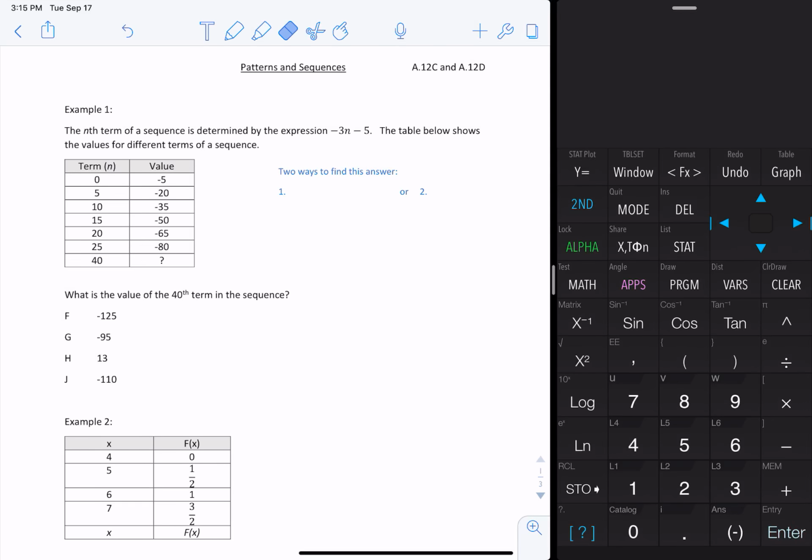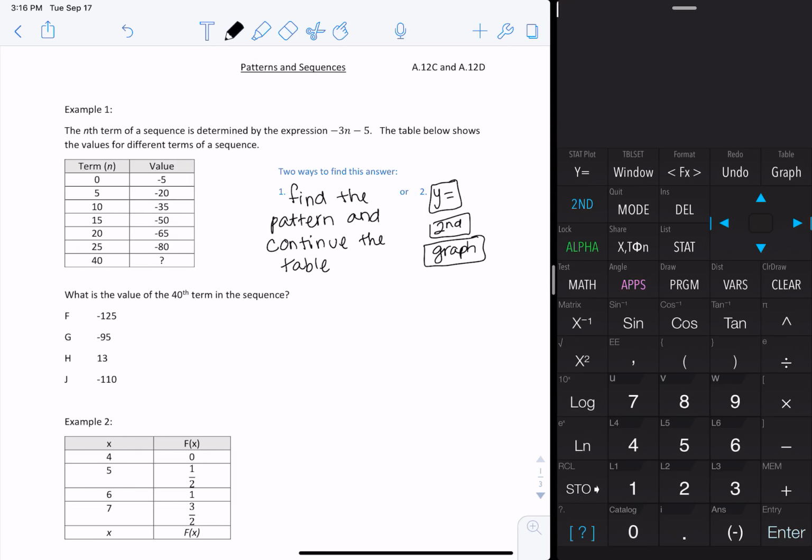So there's two things you could do to find this answer. The first thing you could do is you could find the pattern and continue the table. Or you could use your calculator. With your calculator, you can put the expression into y equals. And then after that, you can push second and graph to see the table so you can find the answer from there. I'm going to use that way because I think it's a little bit easier.